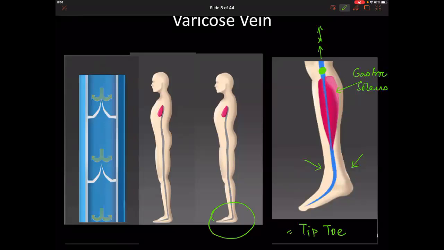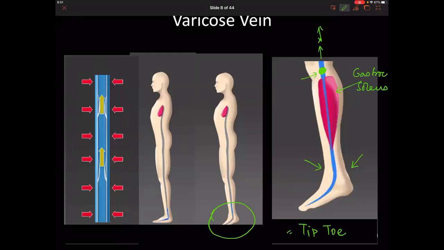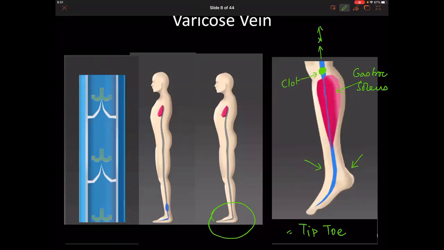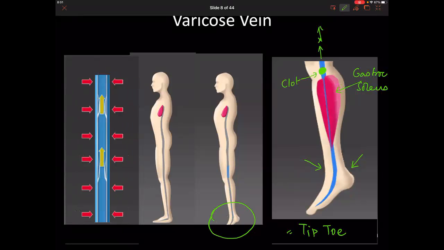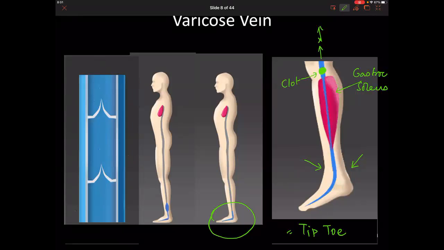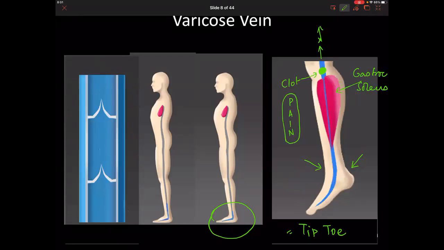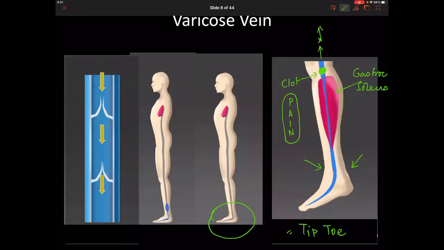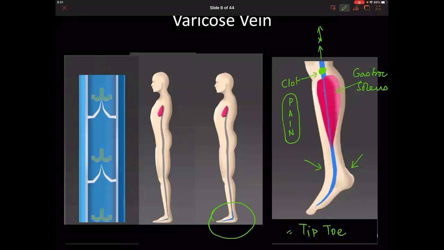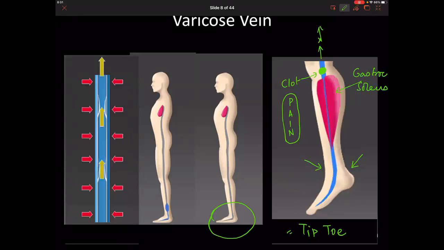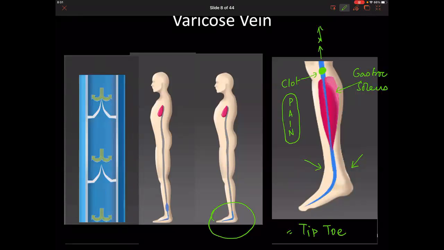So if there is a clot in the deep vein, as you can see in the picture, this is the clot. What will happen to the blood flow? Blood flow will not happen. So what will happen then? If there is a blood flow block, there will be a severe bursting type of pain. Okay. Have you understood the problem? Can I proceed?